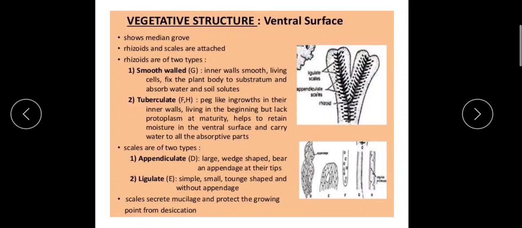Coming to the ventral surface of the thallus, it bears rhizoids and scales, same as that of bryophytes. Rhizoids are found along the midrib region on the ventral surface, while the scales are found on both the margins of the thallus. Rhizoids may be smooth-walled or tuberculate, while the scales are multicellular and one cell thick.